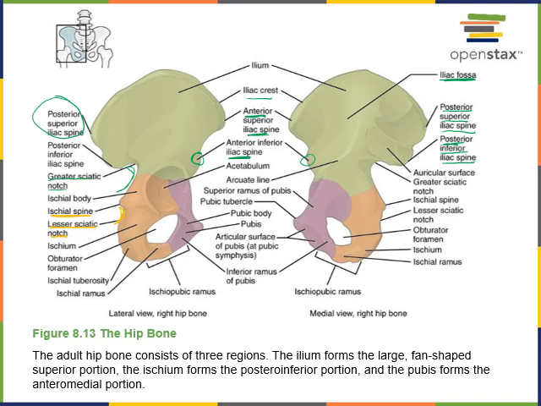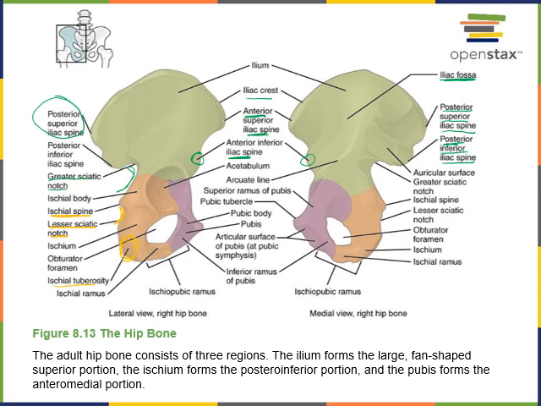The spine of the ischium serves as the inferior border of the greater sciatic notch and the superior border of the lesser sciatic notch. And then there is an ischial tuberosity located here, inferior to the lesser sciatic notch.